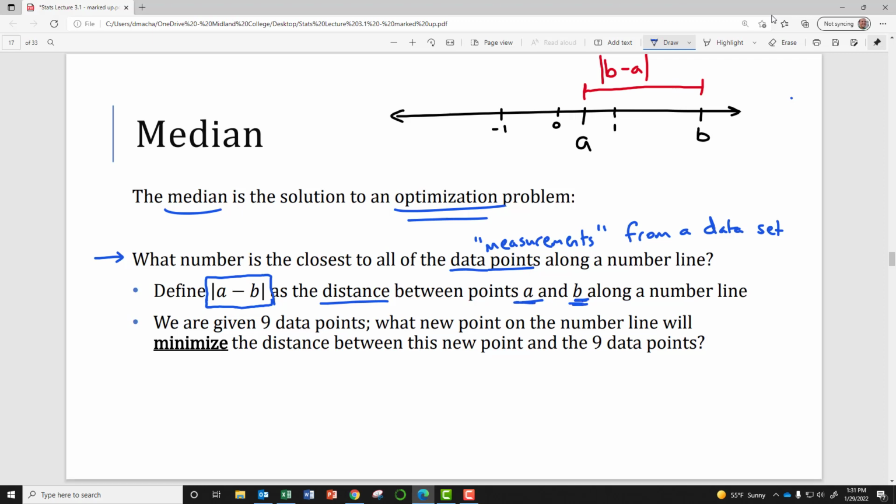And if we are given 9 data points, we're asking the question, what new point on the number line, so not one of those 9 data points, but a different point, what new point on the number line will minimize the distance between this new point and the existing 9 data points?